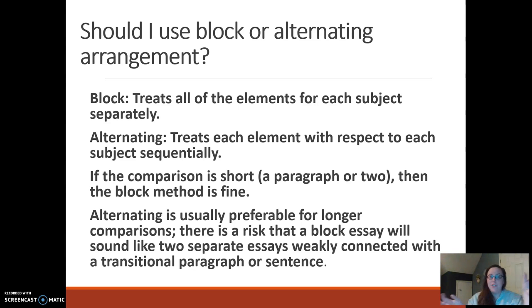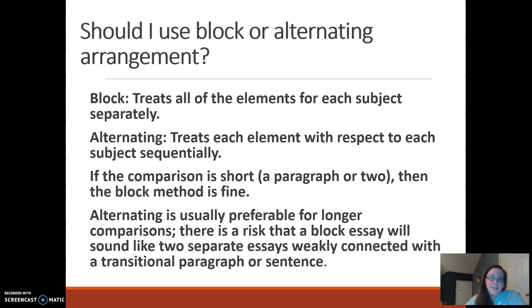contrasting them. If you just talk about all the specifics and you don't have nice transitions reminding your reader of what you addressed before, then that block arrangement where you talk about everything about the Honda Civic and then everything about the BMW really doesn't flow very well.